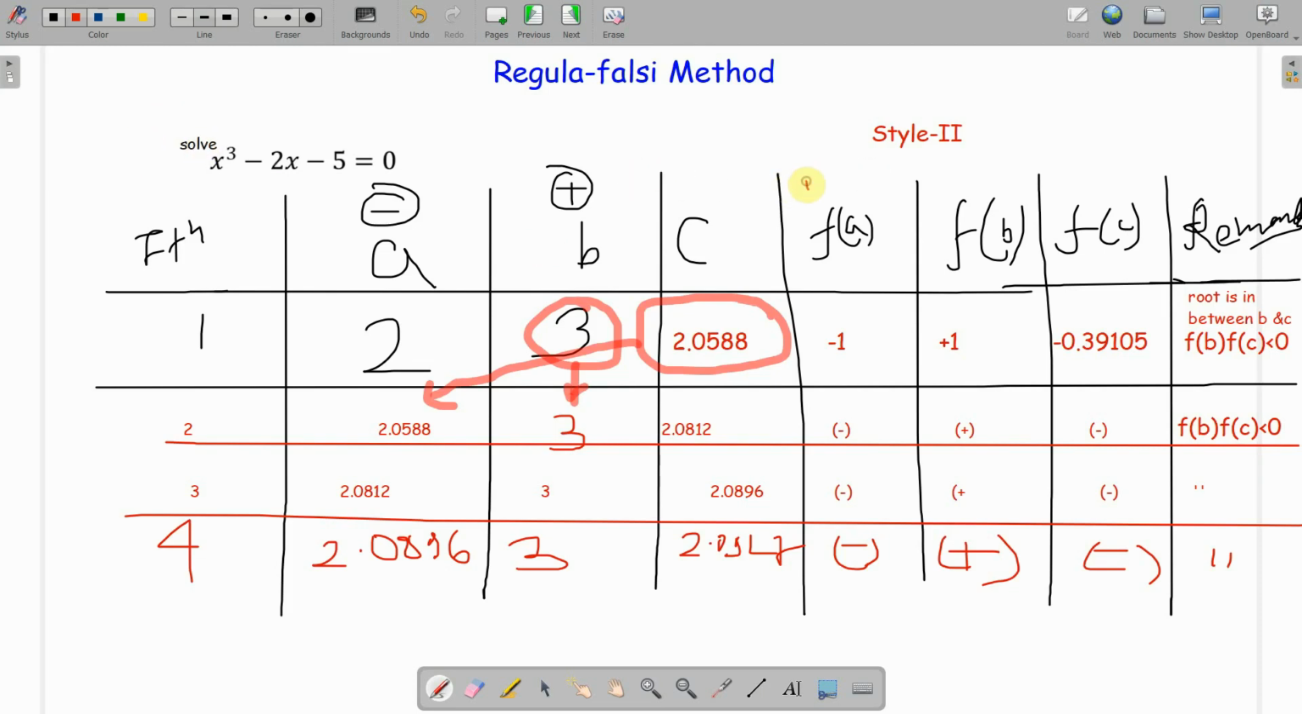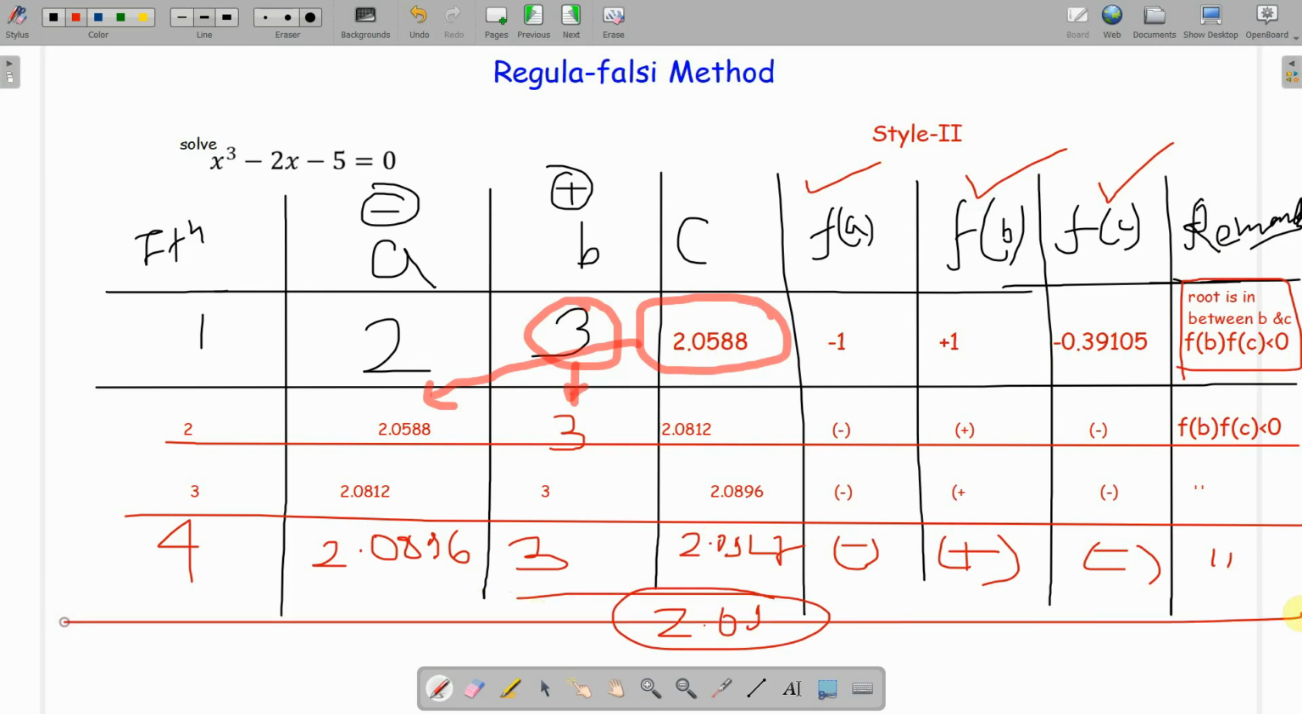You have to calculate FA, you have to calculate FB, you have to calculate FC, then you will see which one is giving you the negative value, you write that in the remarks, and then you will be done with this problem. So this is the fourth iteration, and here you can see the results are almost the same. If you approximate it, it comes to around 2.09. You can go up to the 5th, 6th, 7th iteration.